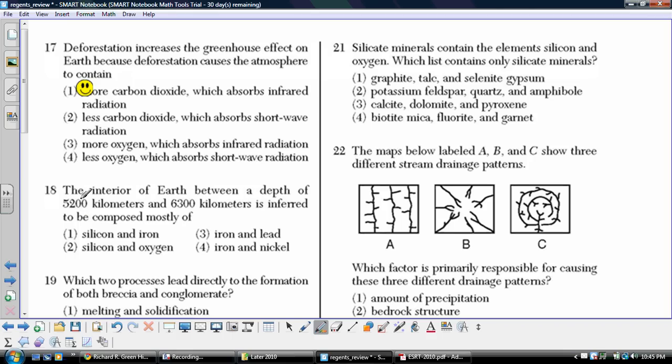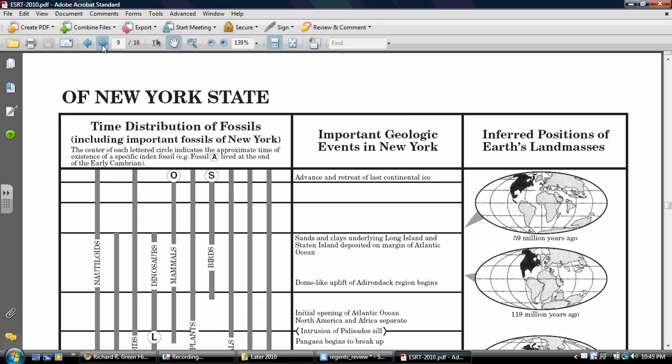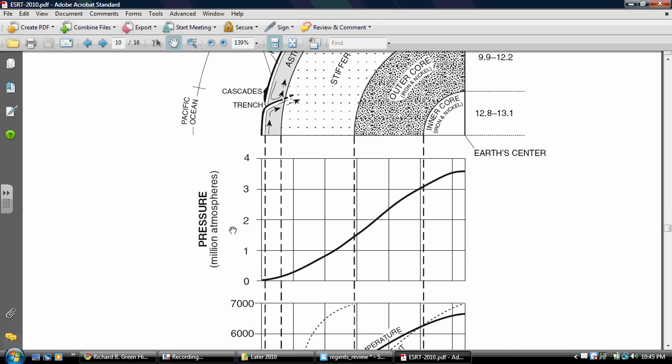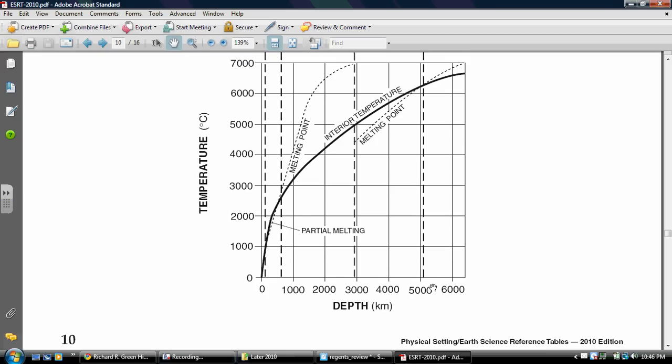Okay, number 18. Interior of Earth between a depth of 5,200 kilometers and 6,300 kilometers is inferred to be composed of. So we have these depths, and we want to know what it's made out of there. The Earth's interior diagram is on page 10, the reference table. We've been given a depth of 5,200 to 6,300 kilometers, so if we come down, that would be in this general region on the depth.